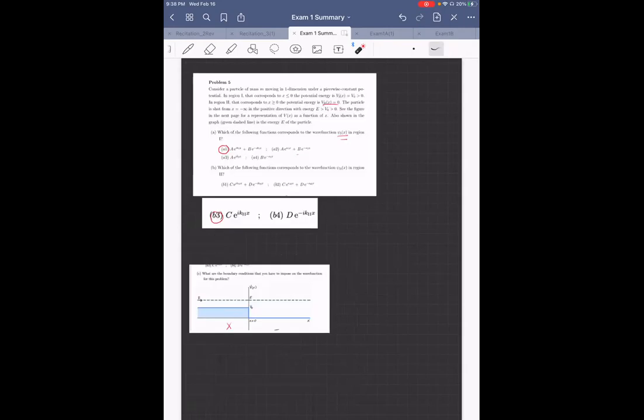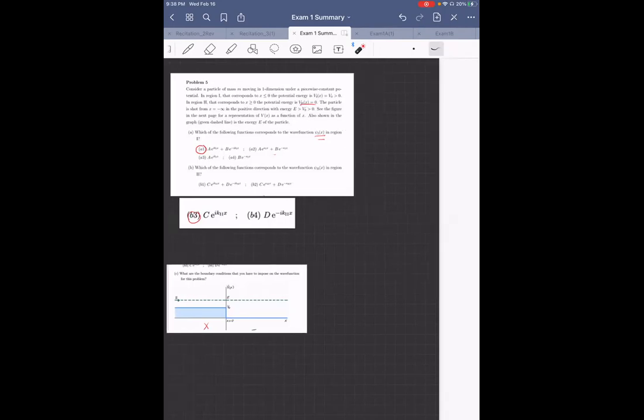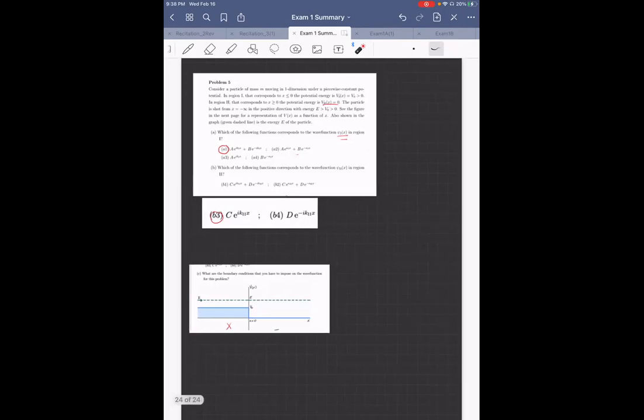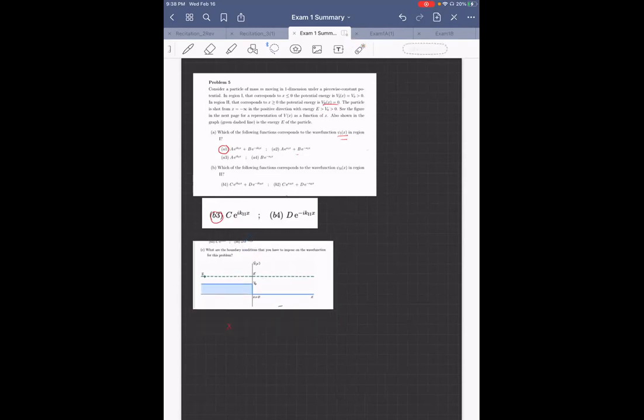Now it's going to ask which of the following conditions corresponds to, oh, I already answered that. What are the boundary conditions imposed on the wave function? So all you have to do for this is basically plug in or take the derivative. The first region has to equal the second. So basically you just plug in 0 for this and you just get A plus B equals C, and that's your first boundary condition.